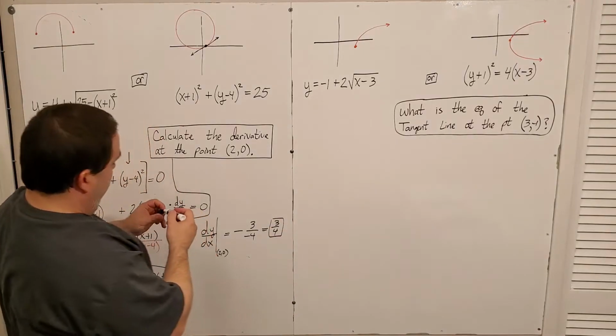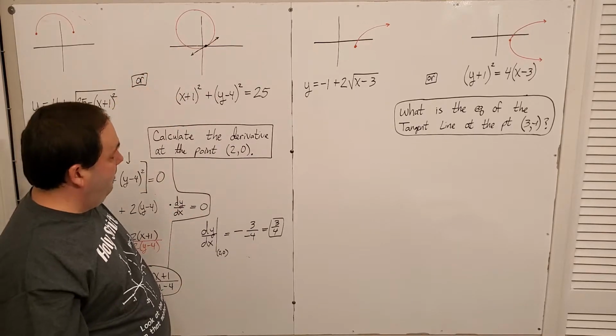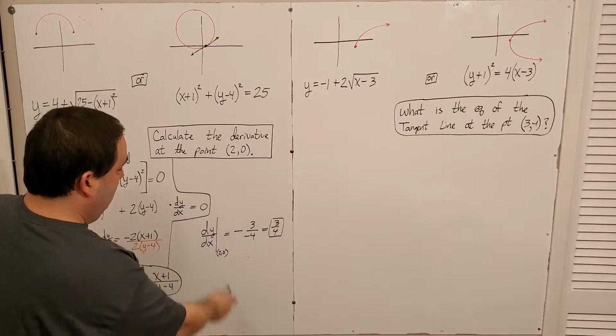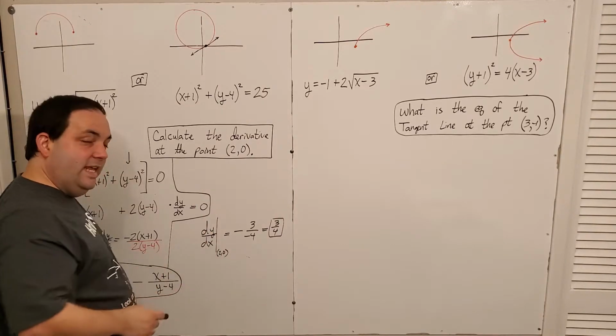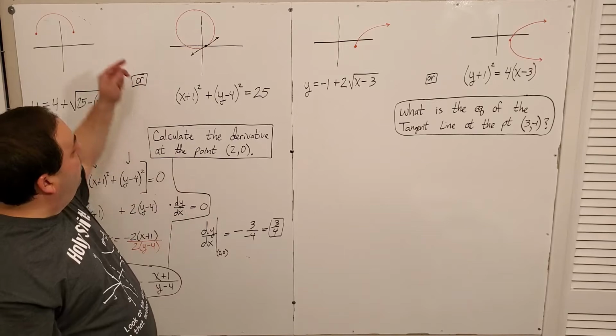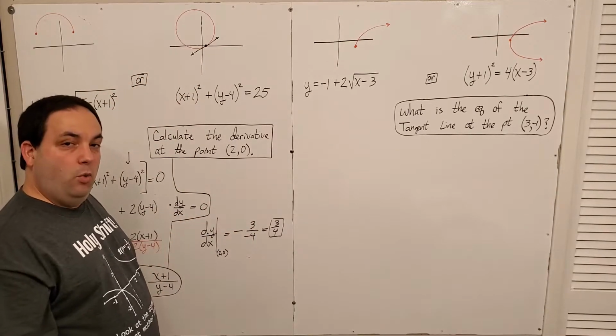And lo and behold, like we guessed, it looked like a positive slope there, and it is. The derivative, the slope of the tangent line, the instantaneous rate of change, if I were to read it in this direction, would be a positive 3/4.